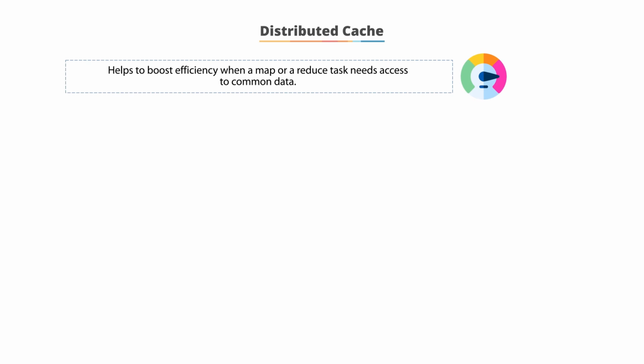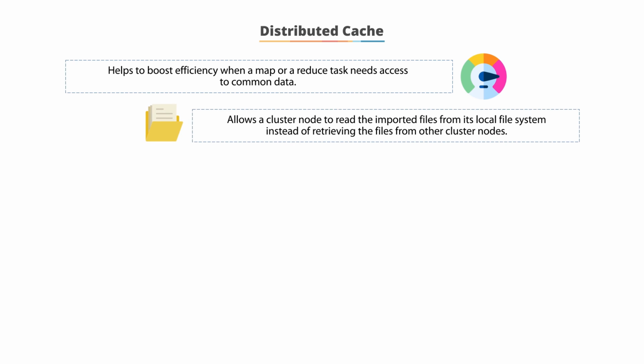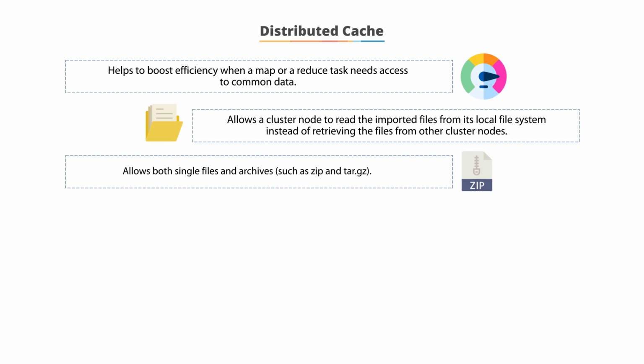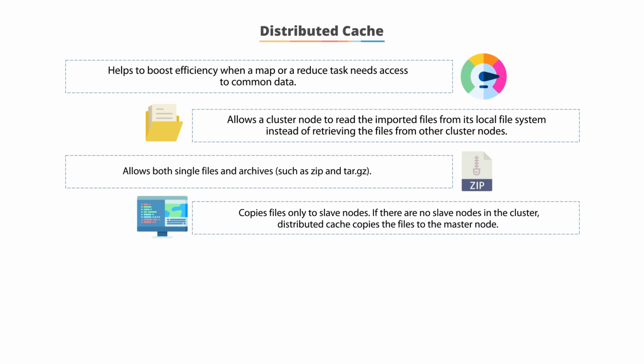Let's look at distributed caching. A distributed cache is a Hadoop feature to cache files that are needed by the applications. A distributed cache will help boost efficiency when a map or reduce task needs access to common data. It allows a cluster node to read the imported files from its local file system instead of retrieving the files from other cluster nodes in the environment. It allows both single files and archives such as zip and tar.gz. It copies files only to slave nodes. If there are no slave nodes in the cluster, then distributed cache copies the files to the master node.